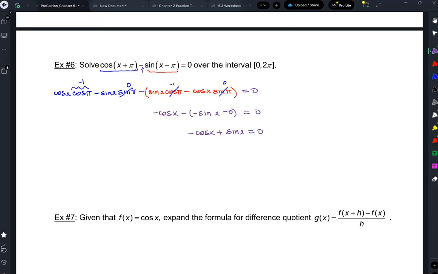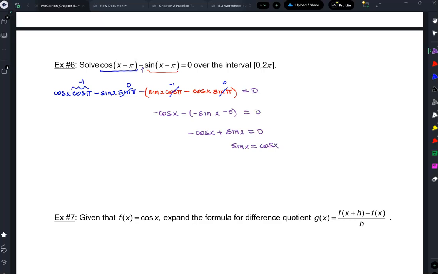Okay. Now I need to solve this. Now we have to use our skills from section 3, right? Which you're going to be quizzed on next Friday. This one is kind of a different one, okay? Definitely more than one way to do this. One way to do this is, if I take cosine to the other side, let's just do that just for fun. What do I get? Sine of x equals cosine of x.